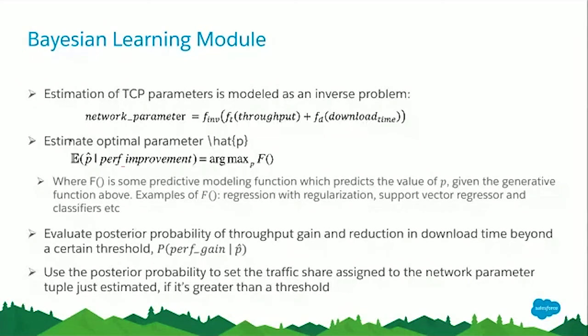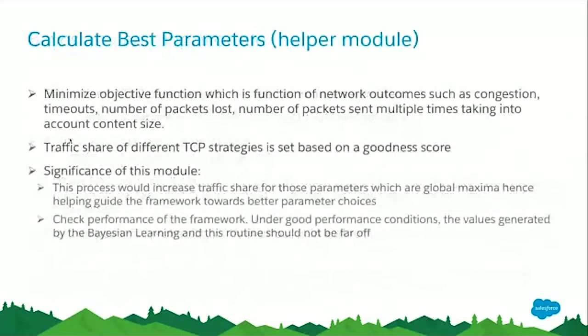We haven't used any prior probabilities here because we try to not use domain knowledge about the network. And our helper module, which is the best parameters module, I'll first go over what we do. Here we design an objective function, which is a function of various outcomes, such as congestion timeouts, number of packets lost, number of packets sent multiple times, speed throughput, time to download the first byte, etc. So we designed some sort of objective function, and we find the parameter at every point which minimizes this objective function. And why we use this is twofold.